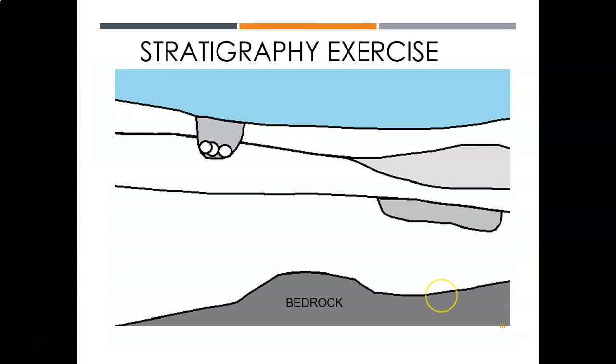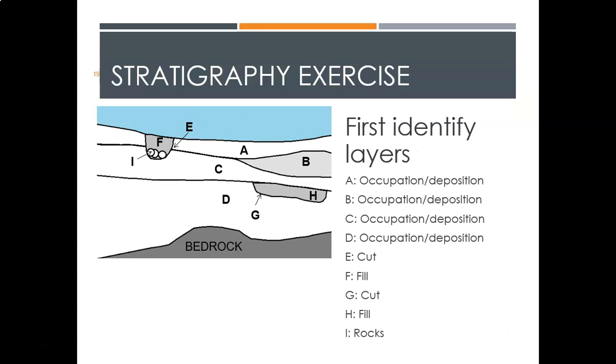So let's look at an exercise. Here's a stratigraphic profile that I've drawn. So we have bedrock on the bottom, and then we have various strata and various intrusive deposits that have occurred. So how would we go about reconstructing, again, using a relative dating technique, which of these deposits is the oldest, which one's more recent, and then all the ones that fell in between?